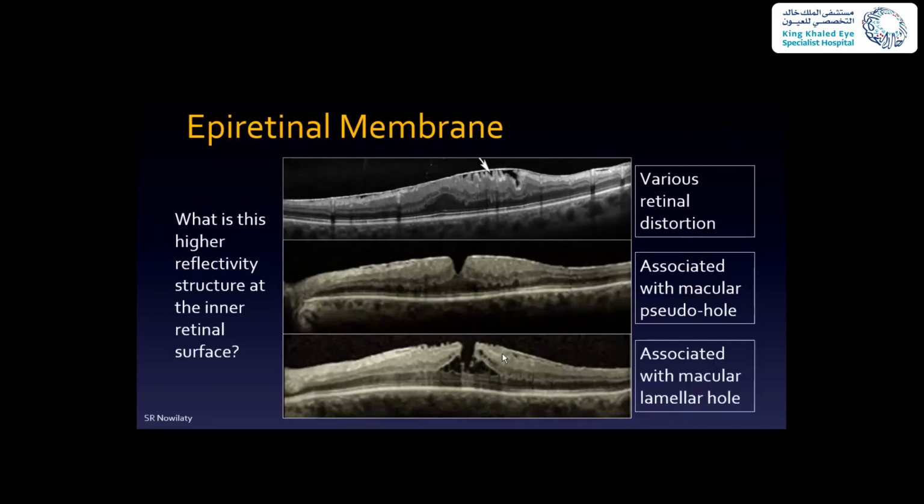Or sometimes the epiretinal membrane can be associated with a macular hole, where you can have real loss of structures. Here, you've got some loss of tissue. This is not a full thickness hole. This is an inner lamellar hole, because you can see that the outer retina is intact.